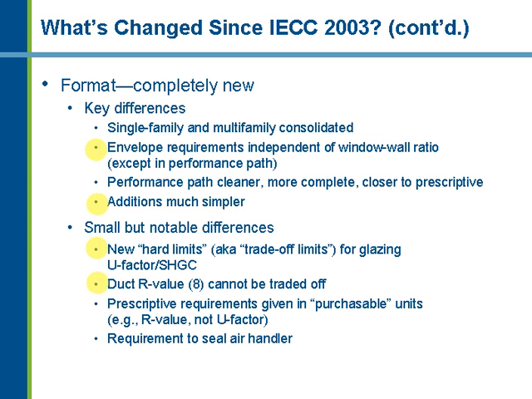The prescriptive requirements are given in a new format and what I've called here purchasable units. Basically what we mean is the code expresses things in terms that you'll find on the package when you buy it. R value, not U factor, for example, for insulation. Finally, there is a requirement to seal the air handler, which was not there before. That is intended to reduce the total amount of air leakage in the duct system. It's something that can typically happen at the manufacturer, but it is a new requirement.